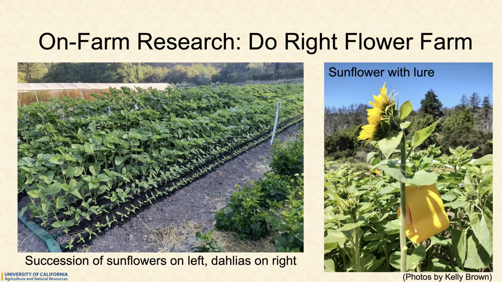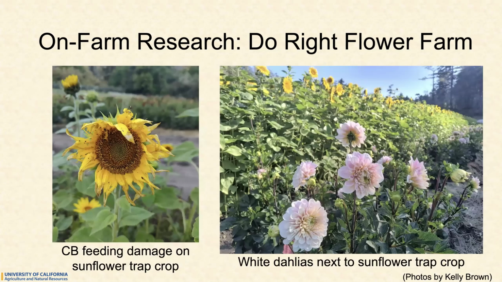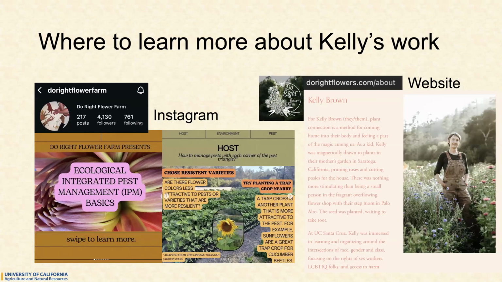And here's what it looks like when cucumber beetles have fed on the sunflower trap crop here on the left. Meanwhile, the white dahlias next to that trap crop look pretty great. But again, you do want to make sure you have some method to control those cucumber beetles, maybe insect vacuums, maybe other options. So you don't want cucumber beetle populations to build up too much on your trap crop.